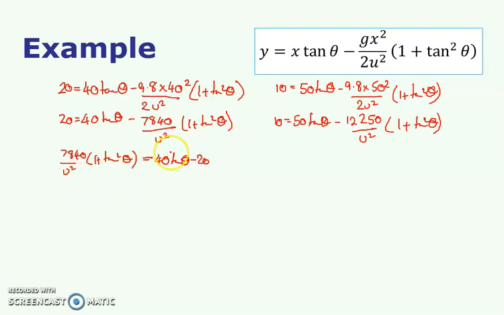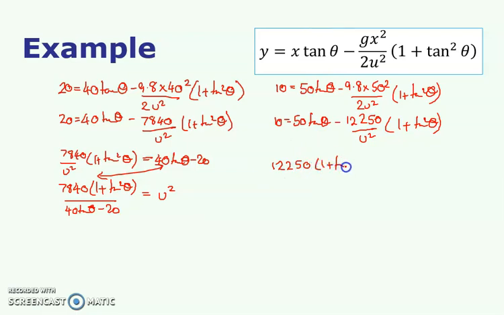And if I switch those round, I get 7840, 1 plus tan squared theta divided by 40 tan theta minus 20, and that's equal to u squared. So I've just switched those two bits around. I can do the same thing over here, and it will give me 12250, 1 plus tan squared. I'm just doing exactly the same thing, and divided by 50 tan theta minus 10 equals u squared.